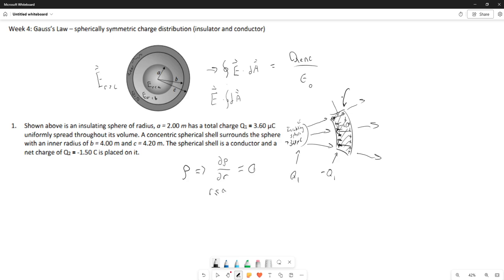But we know, so what is this? Q at radius C. What's the charge on the outer shell? That's something we'd have to figure out. But we know that the total amount of charge on a conductor is conserved. And we're given that the total charge in a conductor is Q2.